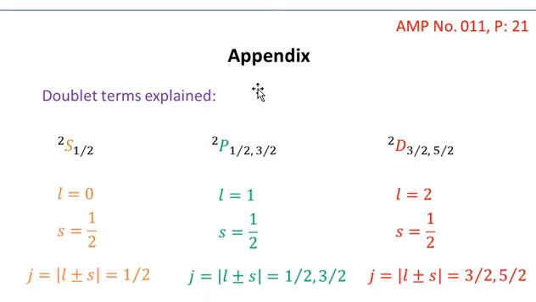Here you can see that this is the appendix, and here I am going to explain the doublet terms. This is the 2s1/2 term. This is the 2p1/2 and 3/2 term. This is the 2d3/2 and 5/2 terms. I am going to explain them. For this term, that is capital S, it means that L is equal to 0. And since only one valence electron is involved, we have the spin quantum number S equal to 1/2.